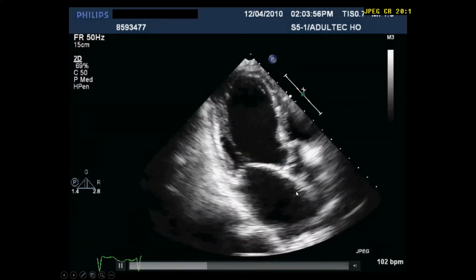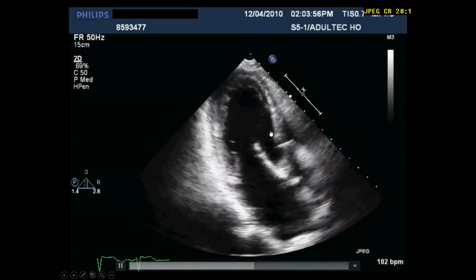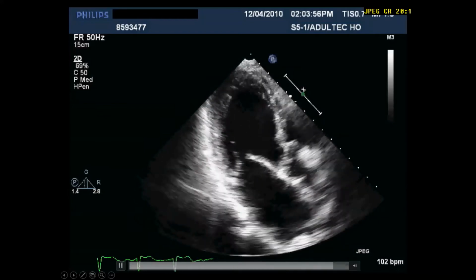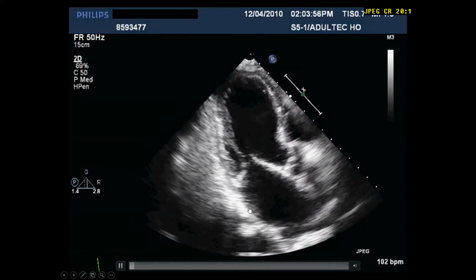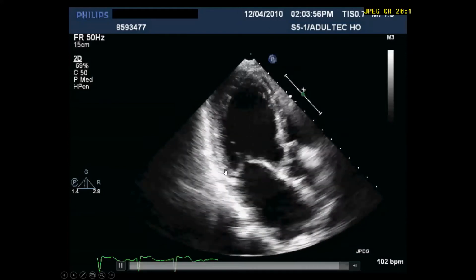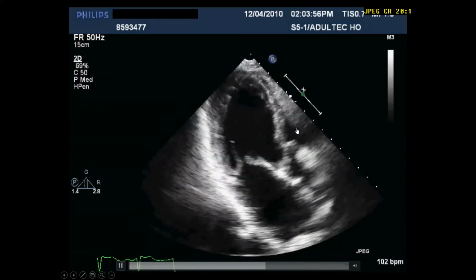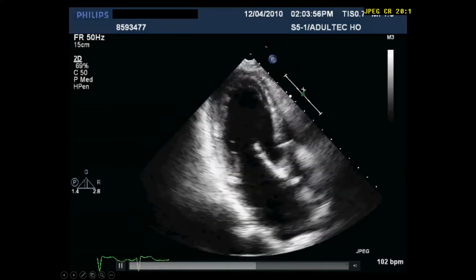So the view comes from where? From which window? Apical 3-chamber. Yes, this is apical 3-chamber view, right? So we see the left atrium, the mitral valve, the LV here, the aorta and the aortic root, and part of the right ventricle. Any abnormality?